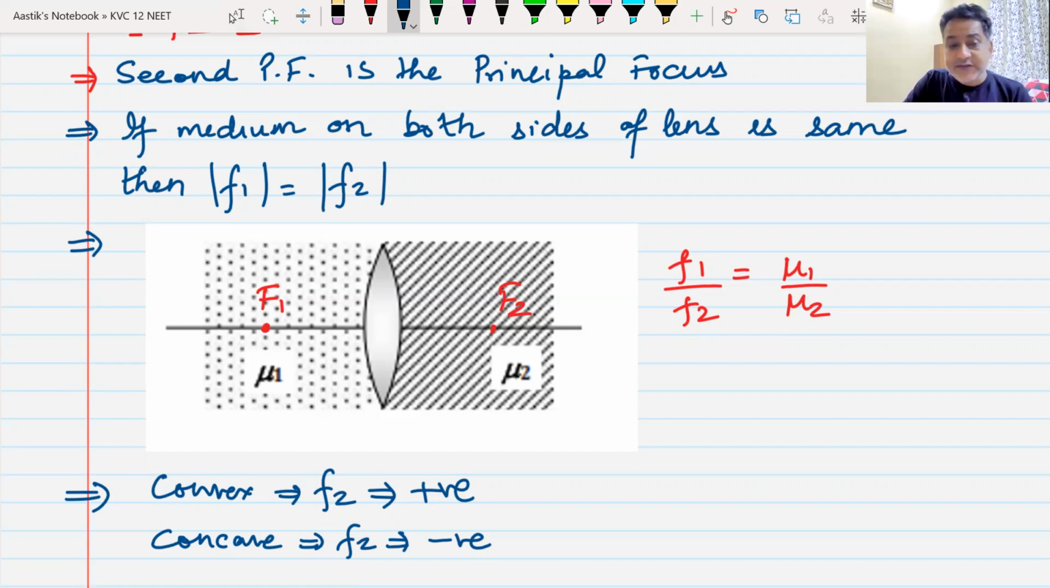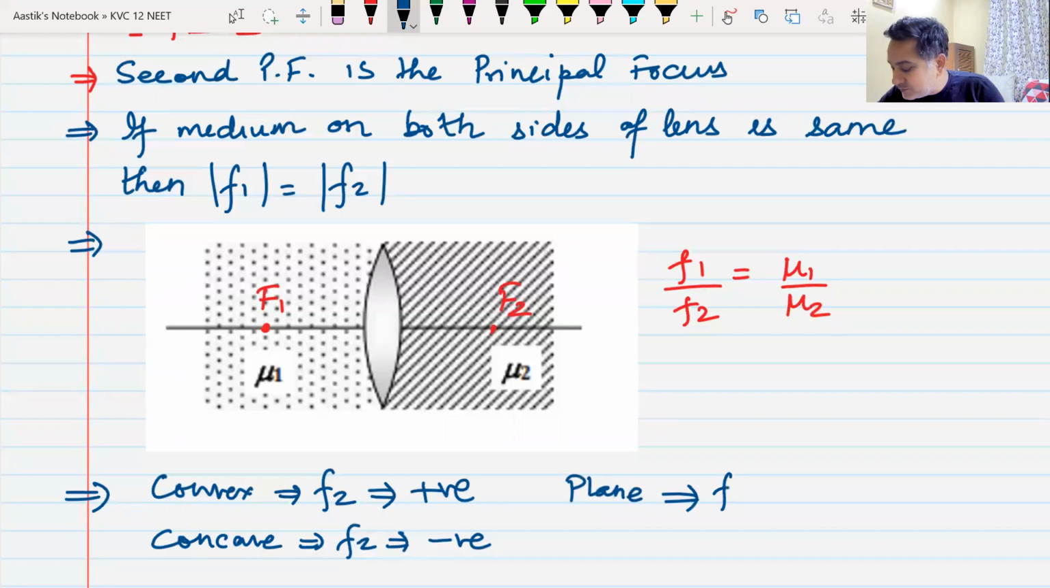What if the surface is plane? For a plane surface, a glass slab, what is the focal length of a glass slab? Infinite. Do we understand this? It's not zero, it's infinite. Yes or no? We understand this?